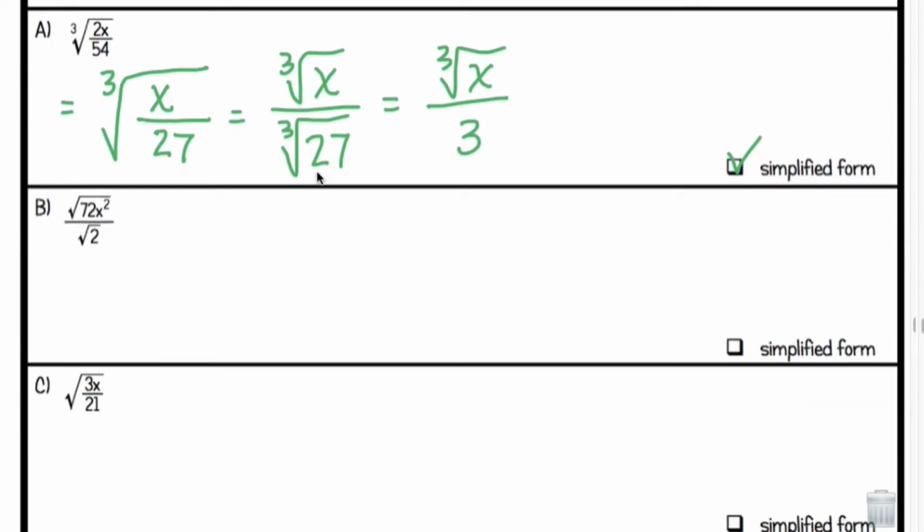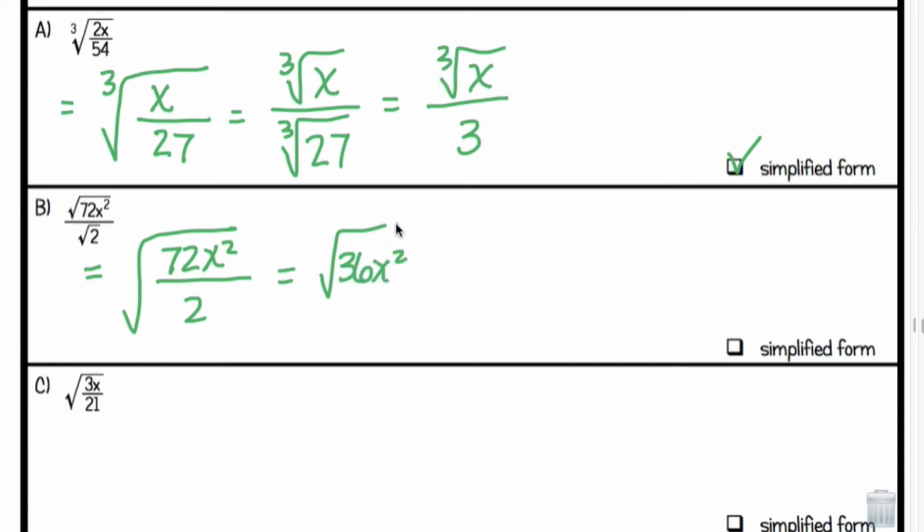Letter B, again I'm going to rewrite it as 1 radical, so it's the square root of 72x squared divided by 2. And I know that 72 divided by 2 is 36, so I have 36x squared. And we know the square root of 36 is 6, and we know that the square root of x squared is going to be x. So our answer is 6x, and it is in simplified form.